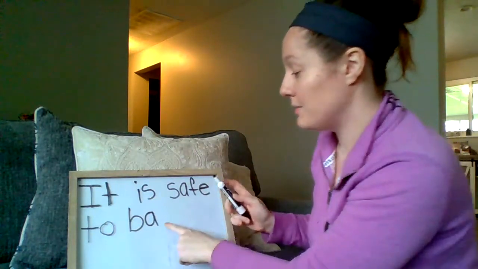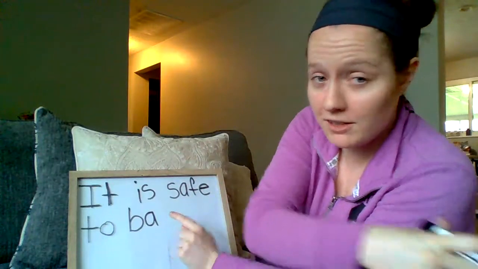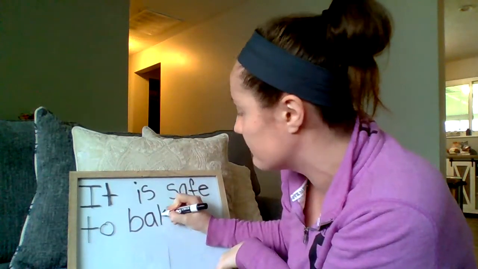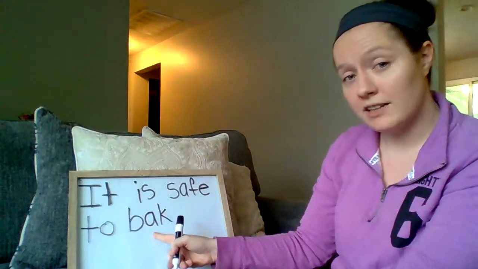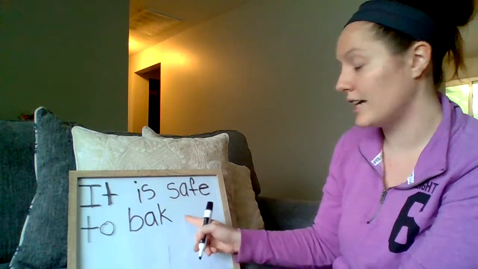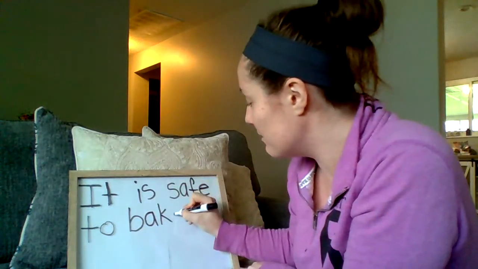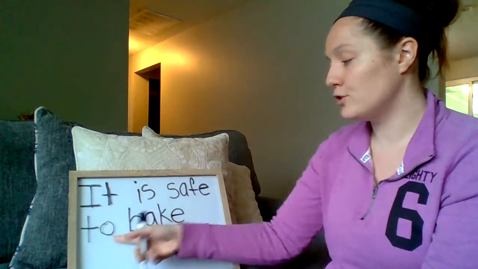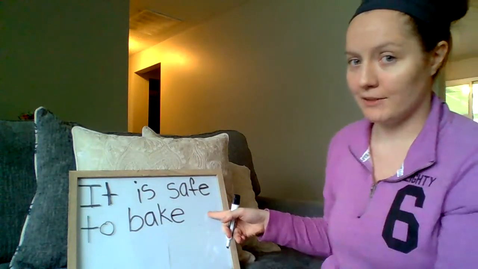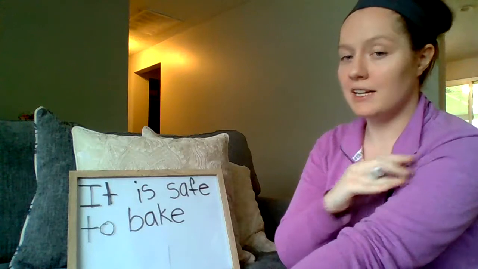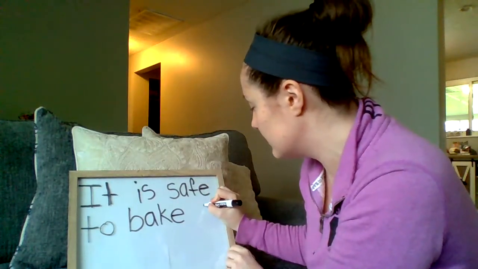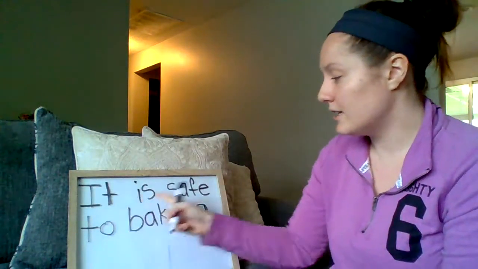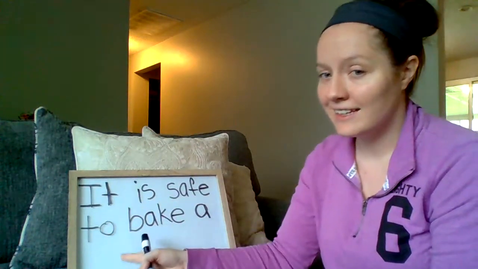Long A. That means CK is not an option anymore. And the last one is K. So we have a K there. Once again, what type of vowel is this? Long A. So I need to add a magic E or super E. It is safe to bake A. How do we spell A? A spells A. So that's easy. The letter A. Because that's a red word. It is safe to bake a cake.